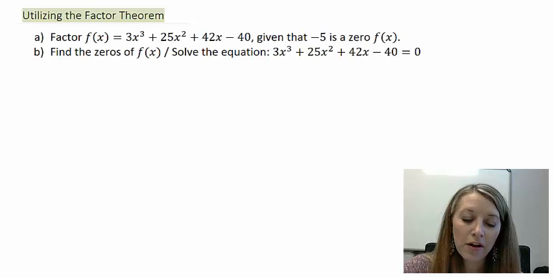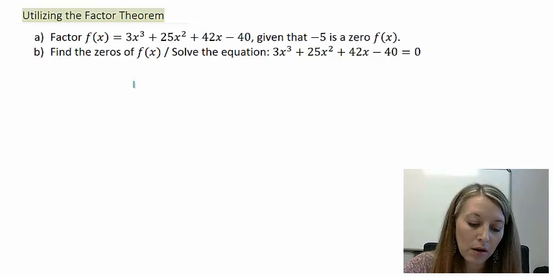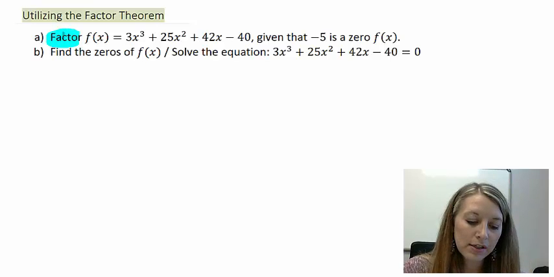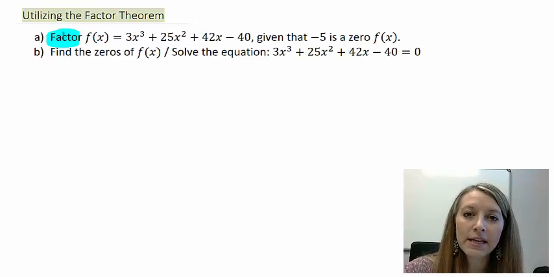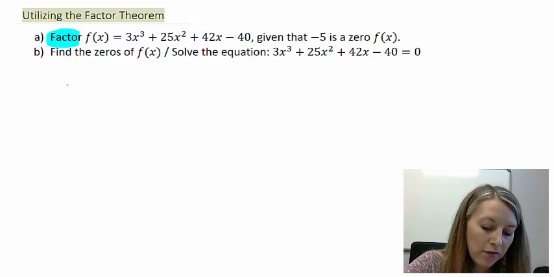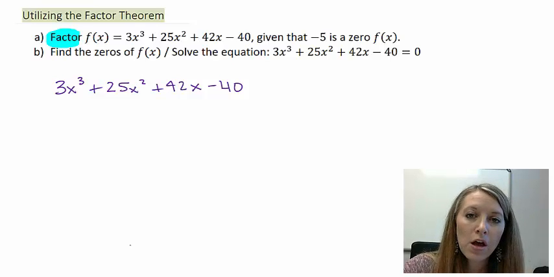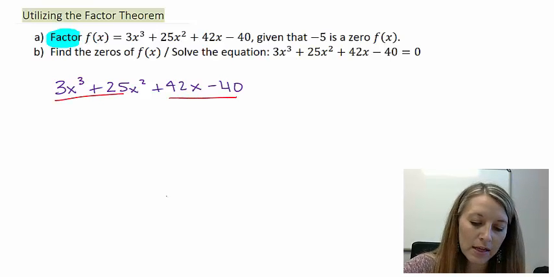We have a function here, f of x equals 3x to the third plus 25x squared plus 42x minus 40. And in essence, what we want to do here is we want to factor it. So if we want to try and factor this here, we might try and factor it using the techniques that we learned back in Chapter R. So if we did 3x cubed plus 25x squared plus 42x minus 40, we know that it has 4 terms. So our original thought process is let's factor it by grouping. Let me group my first 2 and my last 2 terms.